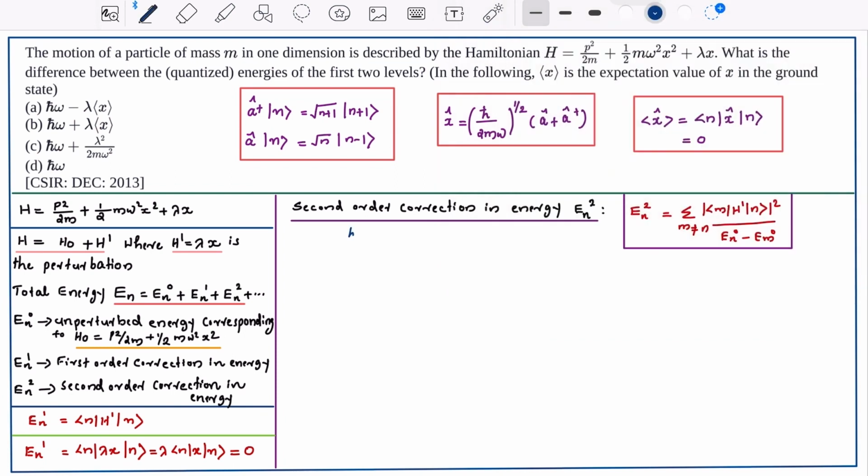To find out En2, we have to write our x in terms of operators. What is x? We can write x is equal to (h cross by 2m omega) whole raised to half times (a plus a dagger). So that our perturbation lambda x becomes, H dash is equal to lambda x becomes lambda (h cross by 2m omega) whole raised to half times (a plus a dagger). Now substitute the value of H dash in En2.